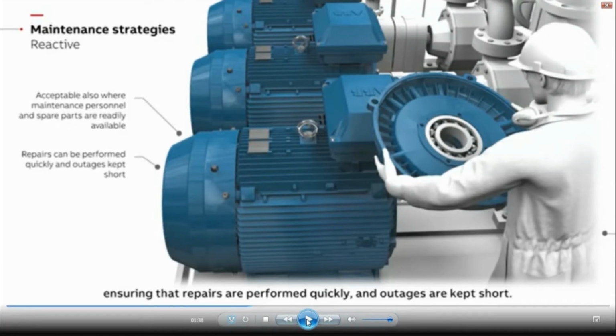The second one is corrective maintenance. Corrective maintenance is the type of maintenance wherein the machineries or the installed system are corrected when there is a breakdown due to any type of failure in the system.